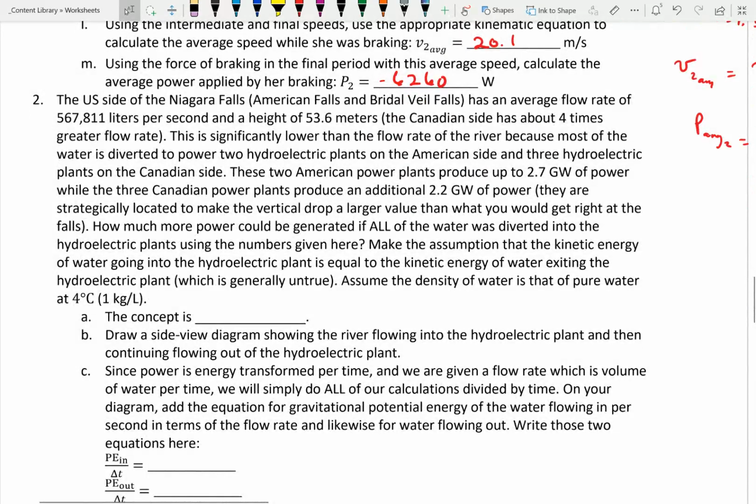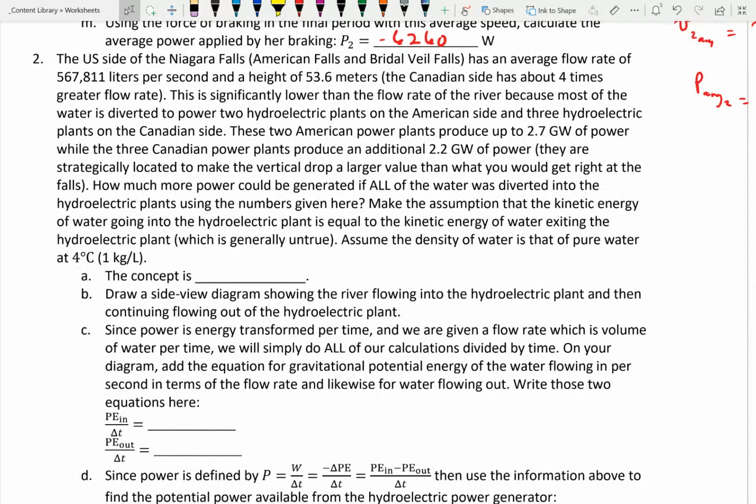The final question for this section is about, again, energy, clearly, but we're now dealing with a waterfall. That is the Niagara Falls. I tried to get as accurate of values as I could for this. I found some conflicting numbers, so this may not be right. But the Niagara Falls, on the U.S. side, we have 567,811 liters per second that go over the falls. Much more water than that is diverted into the 2 power plants. And the falls themselves have a height of 53.6 meters.